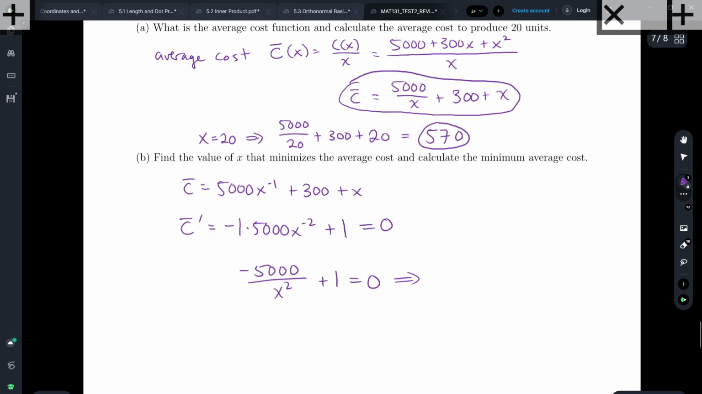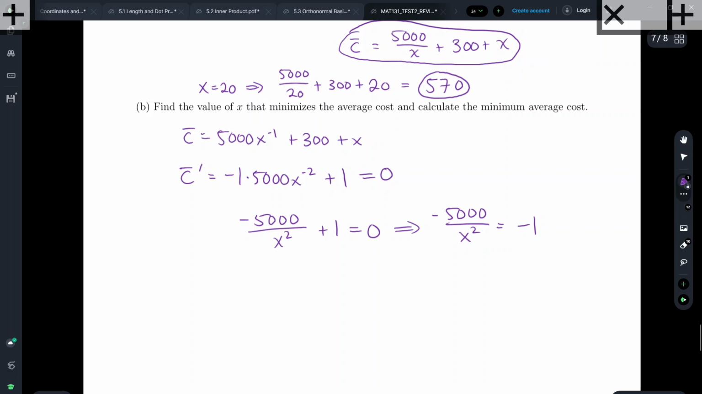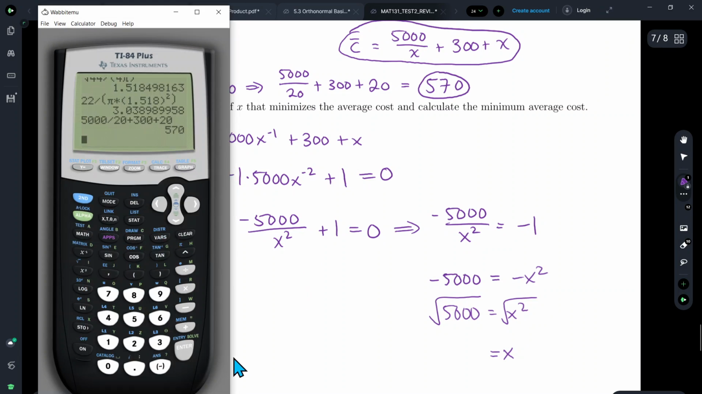So now I need to subtract 1, so you get minus 5,000 over x squared equals minus 1. Now I cross multiply. You get minus 5,000 equals minus x squared. So cancel out the minus sign, so you get 5,000 equals x squared, and then now I just square root both sides, so I get x equals, so what is the square root of 5,000? So about 70.71.